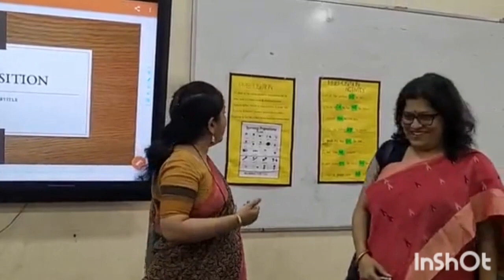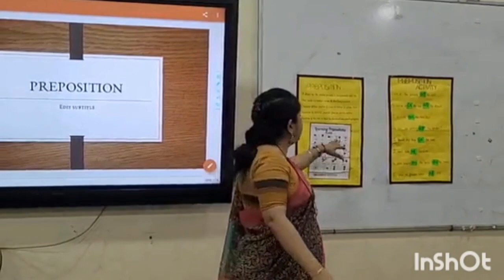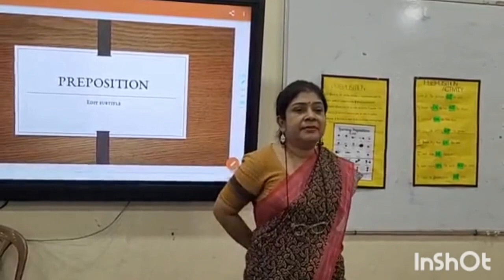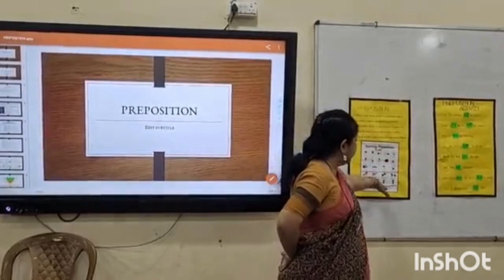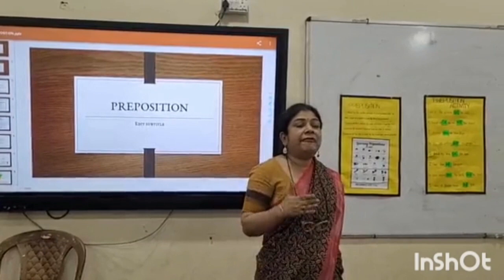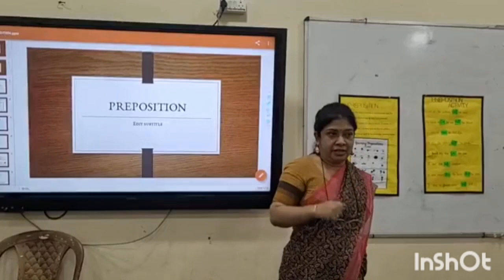Can you tell me what is the difference between the preposition of place and preposition of movement or direction? Any idea? Do you have any idea? Preposition of place and direction. So in case of preposition of place, the object is standing. There is no movement. But here, in case of preposition of direction or movement, the object is moving. For example, the fish is in water. The frog jumped into the water. So this is preposition of movement. And the previous one was preposition of place.